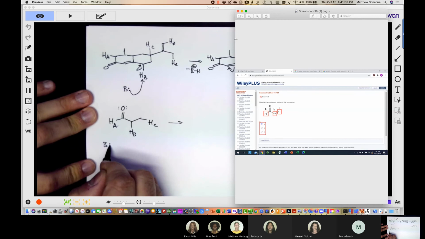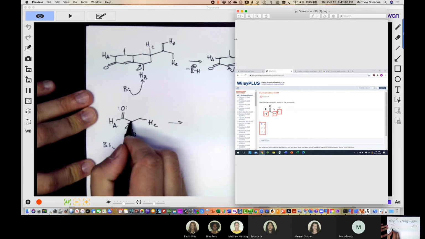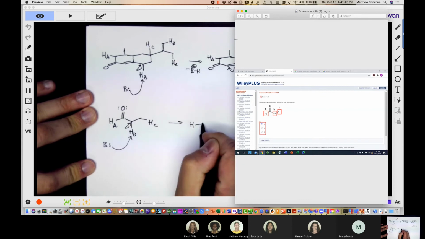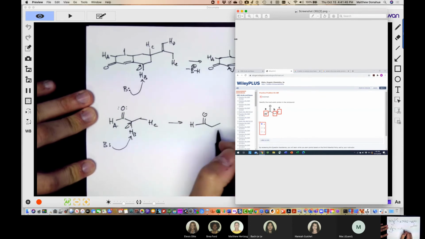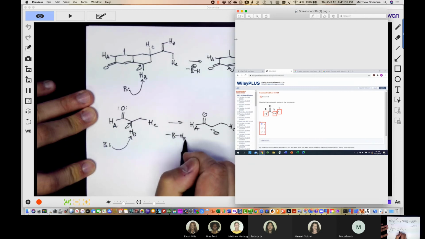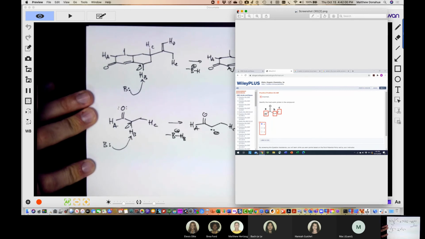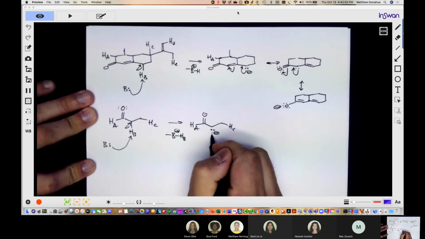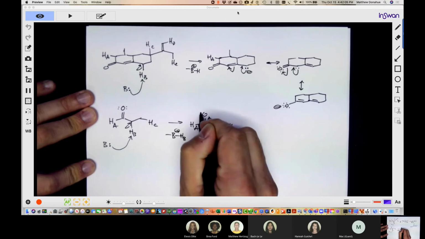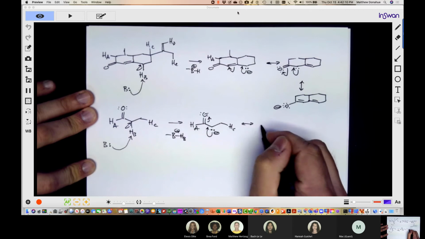So we have our base B. A base abstracts the hydrogen. The electrons end up right next door here. So there's negative. We're losing that conjugate acid. And then through resonance, we delocalize onto oxygen. And so remember that's good because oxygen's electronegative. It can stabilize the charge.